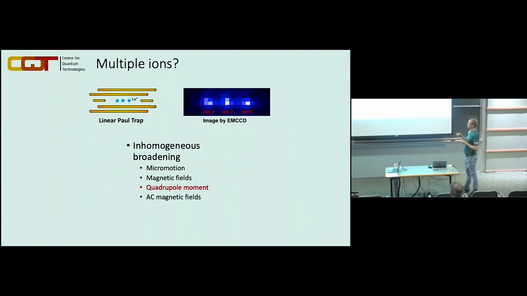So Tanya already mentioned micromotion, magnetic fields and AC magnetic fields, and I would say that they are universally true for all of the different ions. What is not universally true for us is the quadrupole moment. We average it away, but not between ions, so we have to take that into account. Otherwise, that will smear out our line, and then we have a mess.